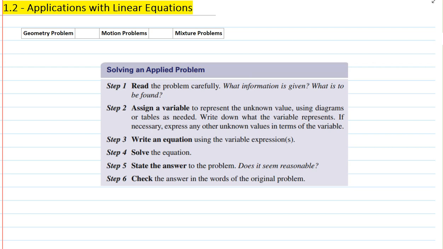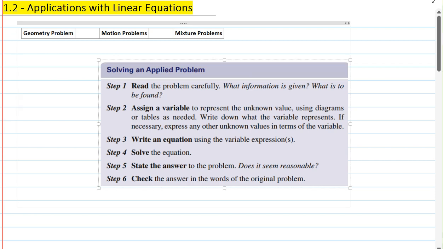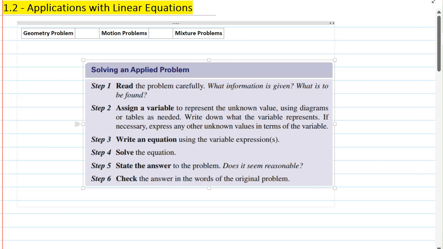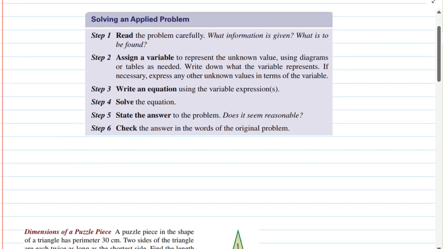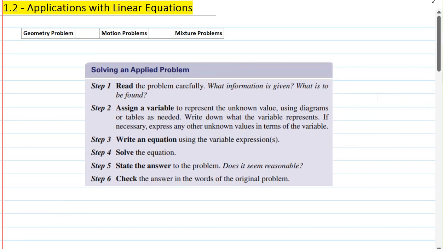We are in section 1.2, applications with linear equations. What we would like to do is take a look at three applications here. The applications are word problems. We're going to take a look at a geometry problem, then a motion problem, and we're going to finish off with a mixture problem. Now the recommendation for solving applied problems, again these are word problems, is given in this box.